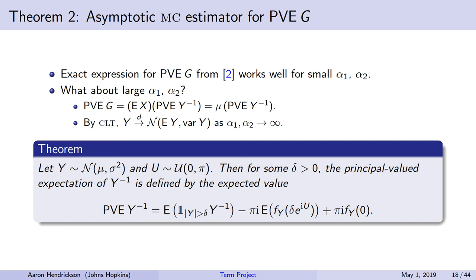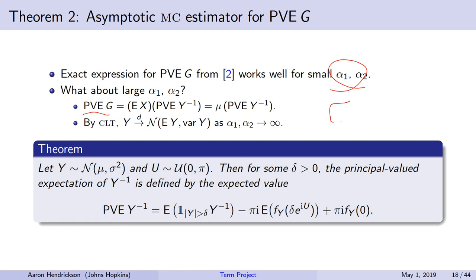Second part here is the second theorem for the analysis section, and we're looking at finding a principal value estimator, if you will, for the principal valued expectation of G. And so, as I pointed out before, I have found an exact expression for this thing. It's an explicit expression that is nice in theory, but again, for large alpha 1, alpha 2, it gets hard to compute. And so we ask ourselves, well, in the case where we have large shape parameters, how do we estimate this thing? The first thing that I would point out here is that the principal value mean of G can be broken up into two components.